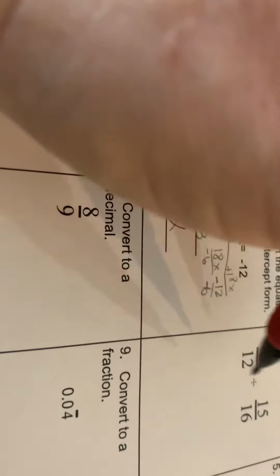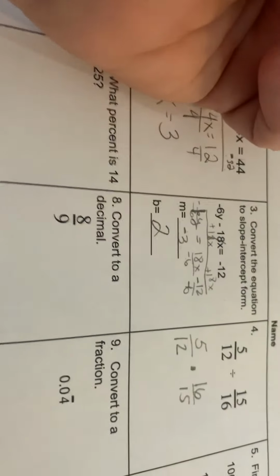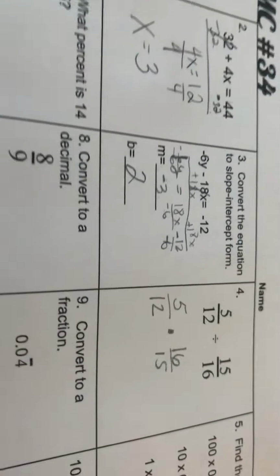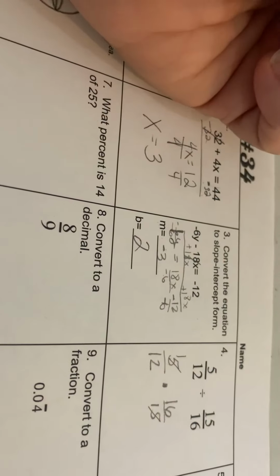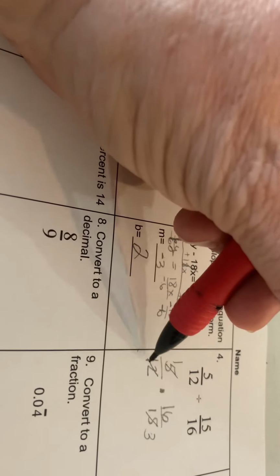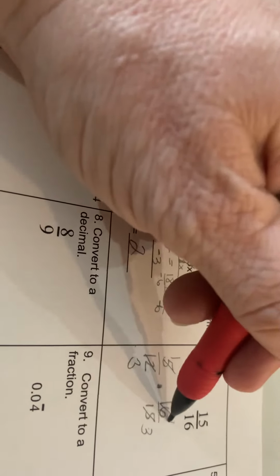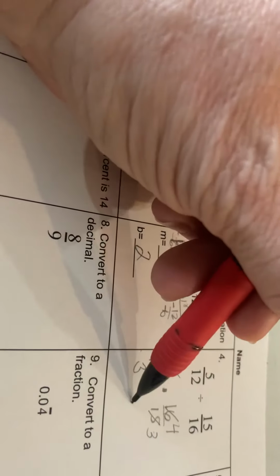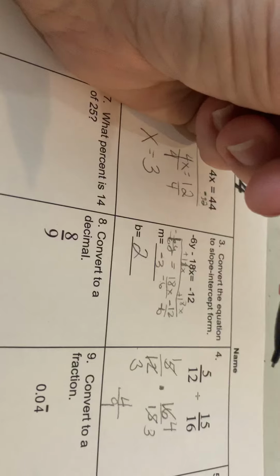For this, you have keep, switch, flip to change this into a multiplication problem. So you keep, switch the sign, and take the reciprocal of the divisor. Then you want to cross-cancel common factors, which is basically simplifying before you multiply. So 5 goes into 5 once, 5 goes into 15 3 times. And what 12 and 16 have in common is 4. 4 goes into 12 3 times, 4 goes into 16 4 times. Now I just multiply across, so you have 4 ninths.